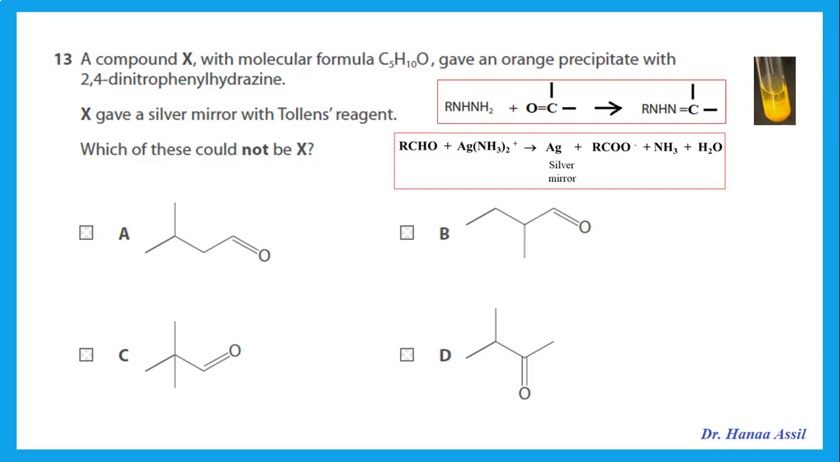But when it reacts with Tollens and gives a silver mirror, this is a test for aldehyde. So that means that X is an aldehyde, not a ketone. So which of these could not be X? It is the one that is a ketone. If you can see, all the others are aldehydes except the one in D. So that's a ketone that cannot give silver mirror with Tollens reagent.